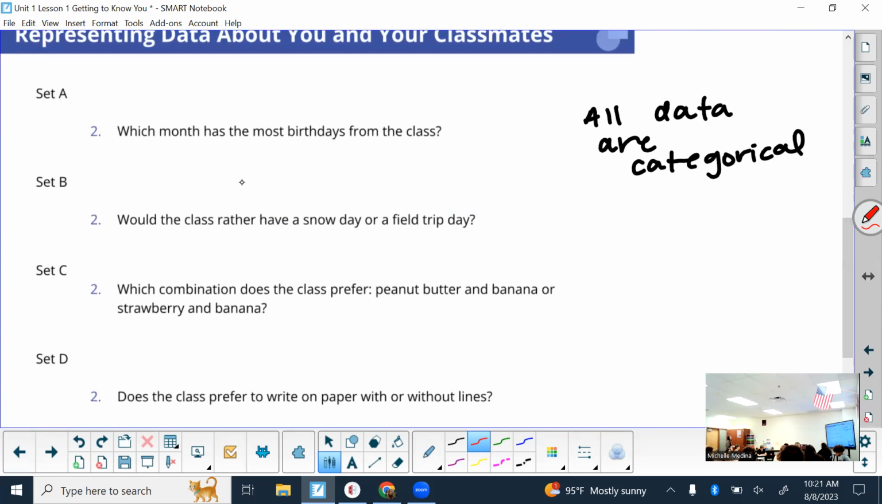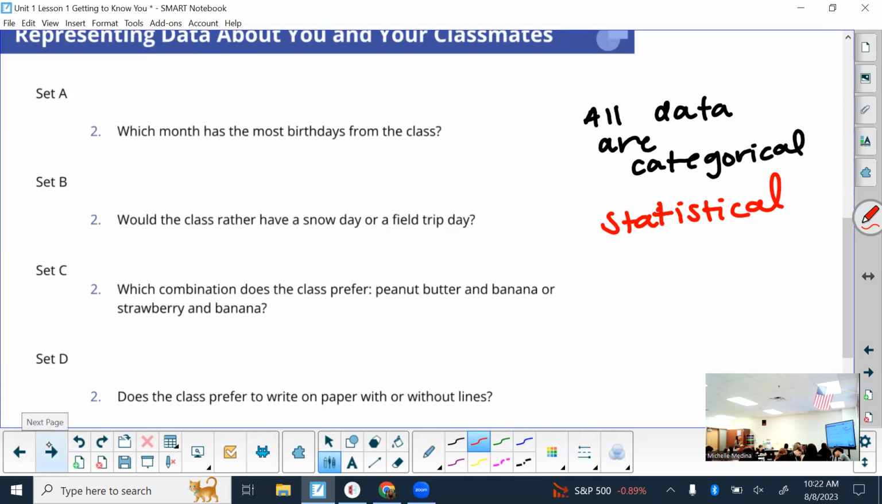Now, number 2, are these statistical questions? In what month is your birthday? Do you prefer peanut butter and banana or strawberry and banana? Would I expect a range of answers, or all just one correct answer? A range of answers. So all your number 2s are statistical. Maybe make a note of that. Number 1 is statistical. Number 2 is statistical. Number 3 is non-statistical.